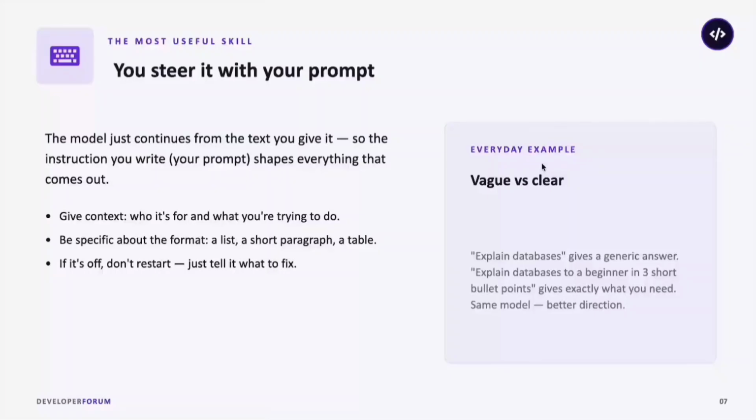There are a few simple habits which can help you go a long way. Give it context: tell it who it's for and what you are trying to do. Be specific about the format you want, like a list, a short paragraph, or a table. And if the first answer isn't right, don't start over. Just tell it what to fix, and it continues from that conversation. So the model brings the language ability, but you bring the direction. The clearer your instruction, the better the result. That skill is worth practicing because it applies to every one of these tools.